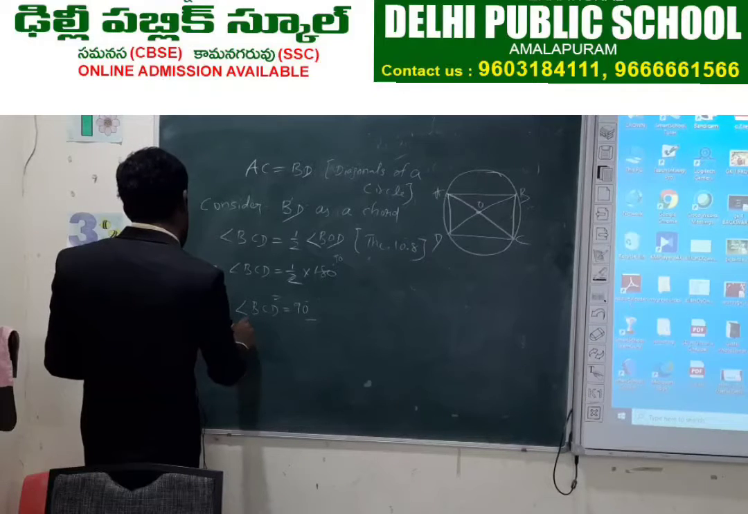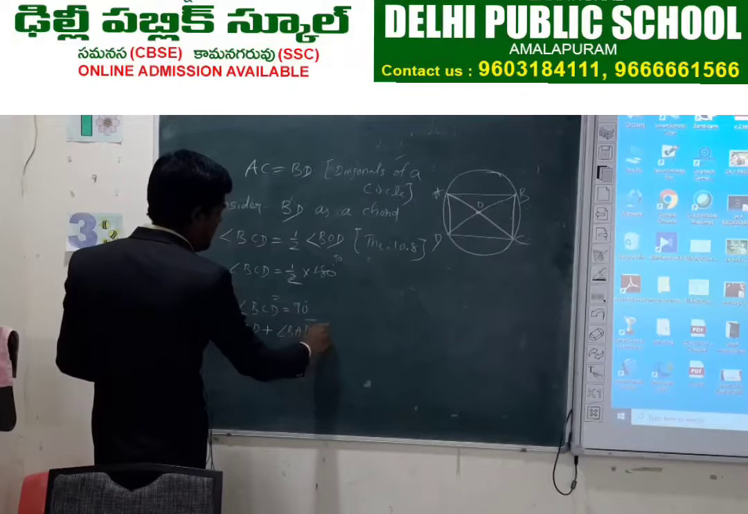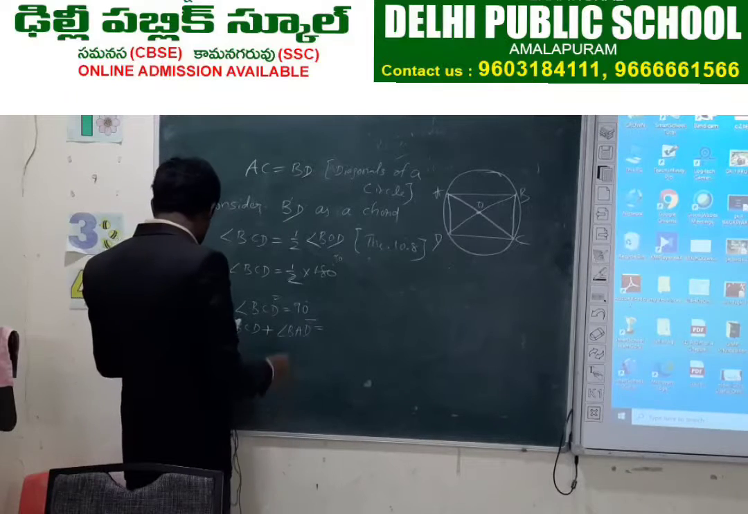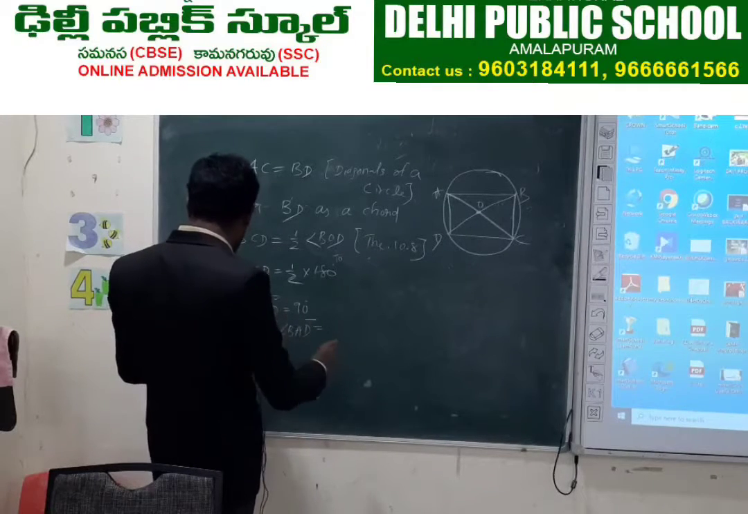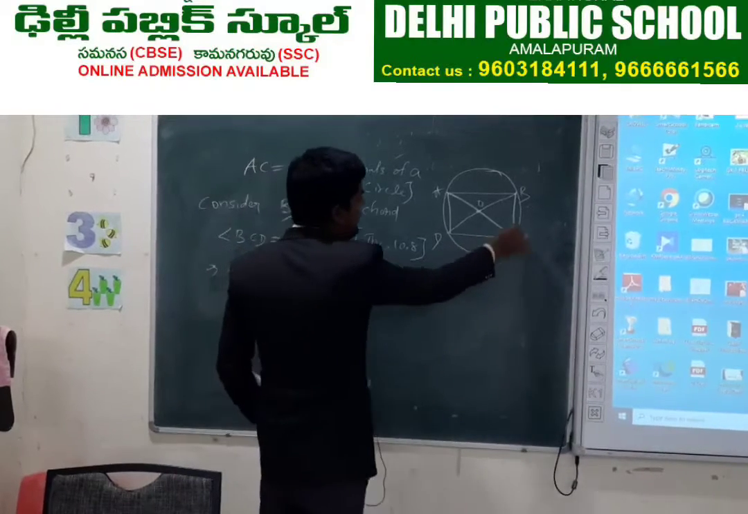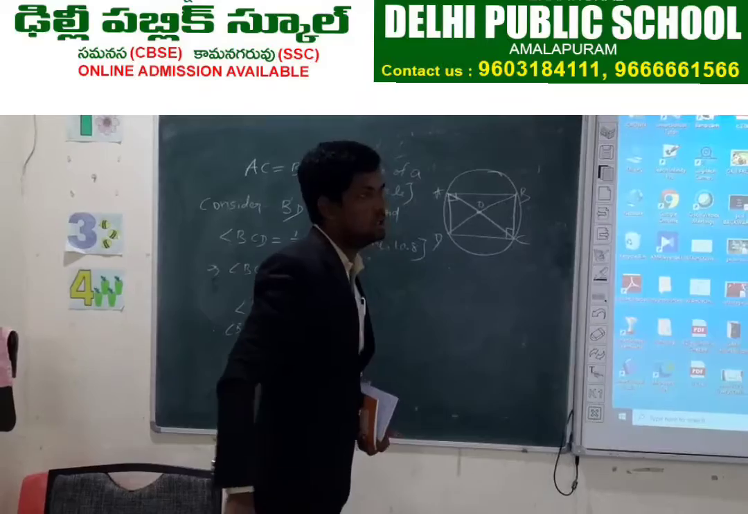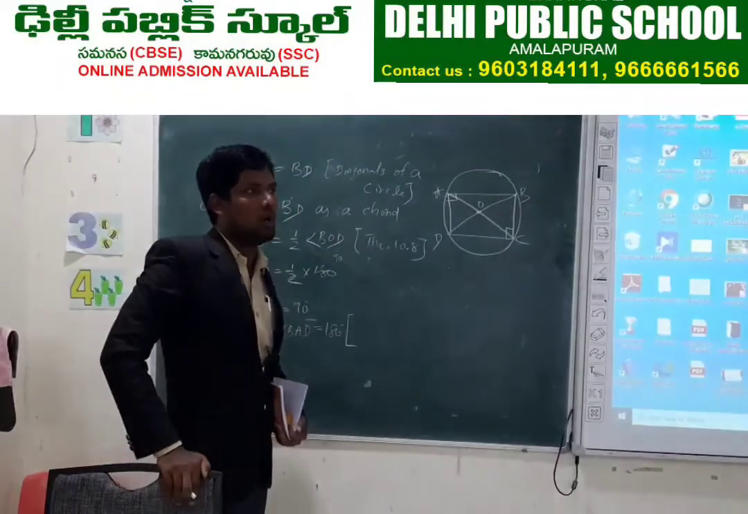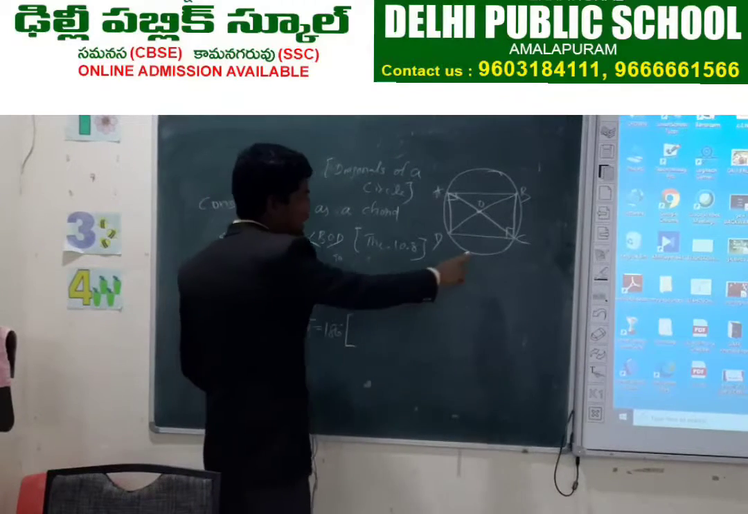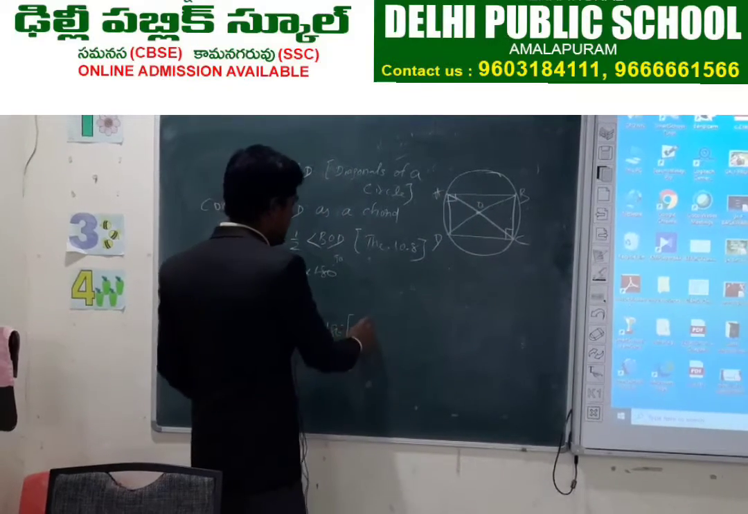Therefore, angle BCD plus angle BAD is equal to 180 degrees. Here the reason we can write is that the sum of these two angles is equal to 180 degrees, because this is a cyclic quadrilateral, so the sum of opposite angles is 180 degrees. Here we proved only one angle is 90 degrees, so we have to prove one more angle here.